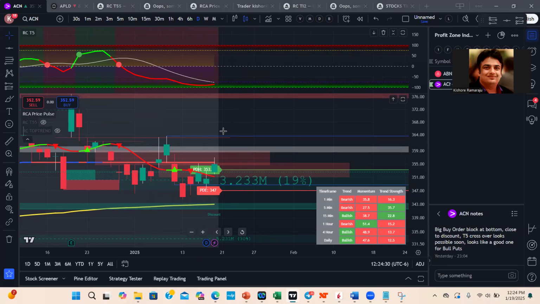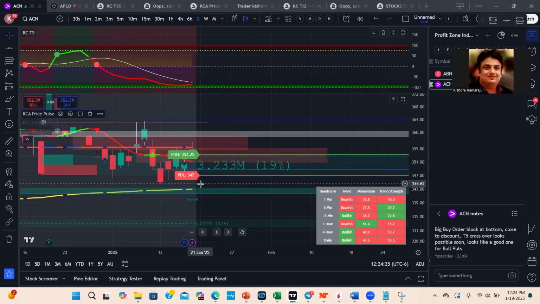Why can't you do bull puts? You can always write, for example, a 352. All I can do is sell a 350 or 355 put, or I can buy a 350 put, or I can sell 345 and buy 340, because I know it may not come all the way below this zone. It will always stay above because there are 3.2 million buy orders here. So even if price comes here again, it will go up.